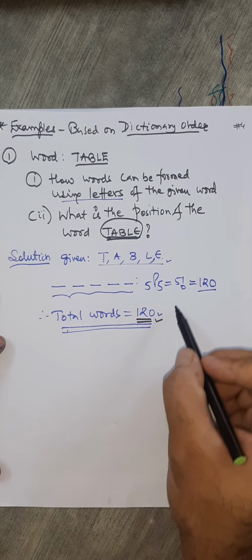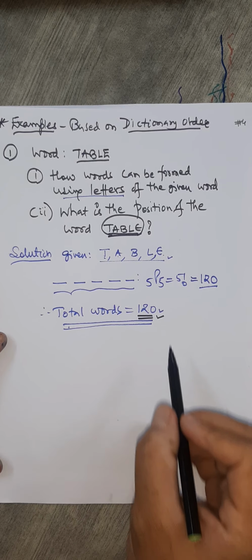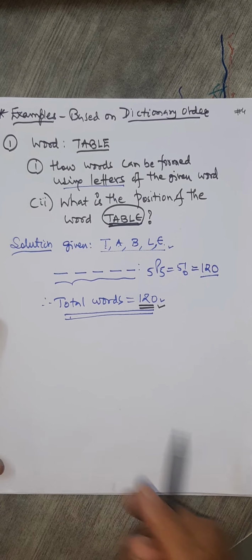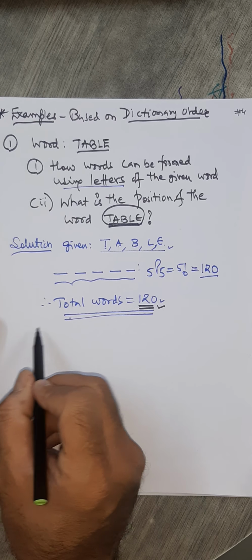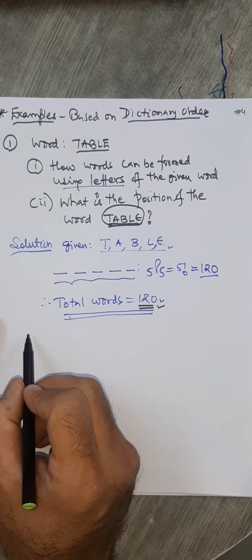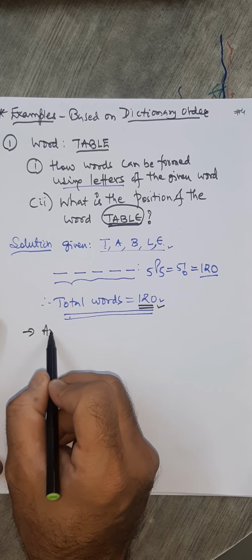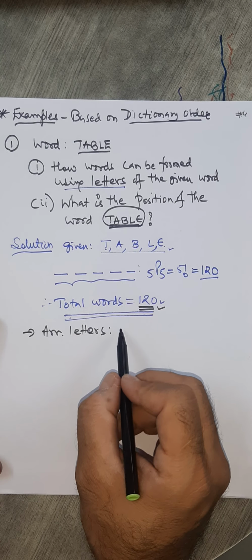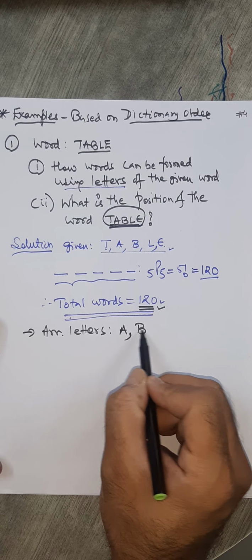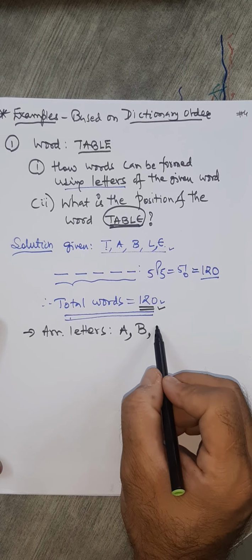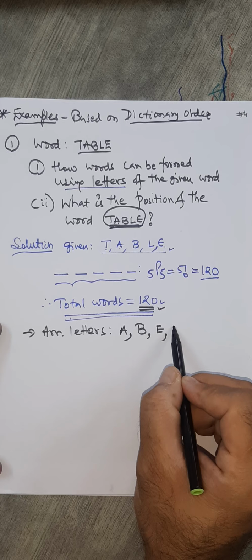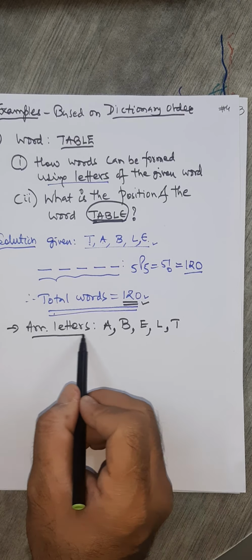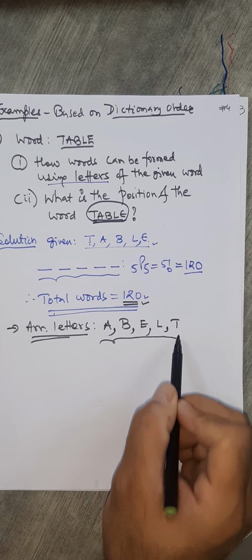Starting from 1 to 20, you have the list of 120 words. So in this list, where the table comes, that is what we want to find. What we do, this very standard method, is arrange these letters as per dictionary order. So as per dictionary order we have A, then B, then E, then L, and then T. I've just arranged the letters as per dictionary order.